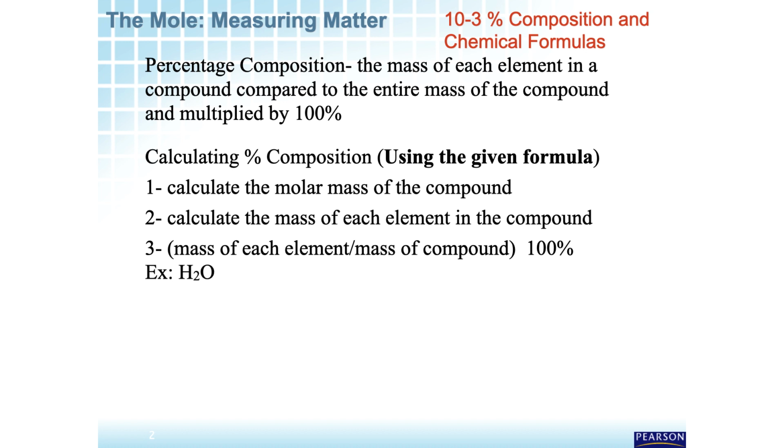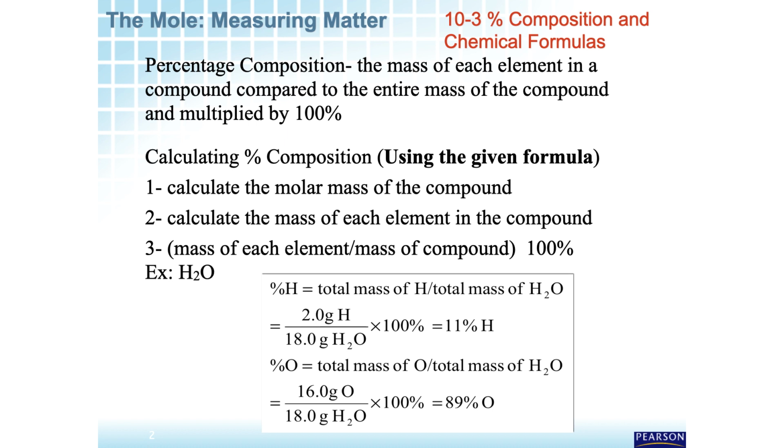There are two ways to do percent composition, and we're going to do both. The first is calculating percent composition when using the given formula. The three steps in doing it given the formula are: first, you must calculate the molar mass of the compound. Then calculate the mass of each element in the compound. And third, the mass of each element divided by the mass of the compound times 100. And the example we're going to use is water.